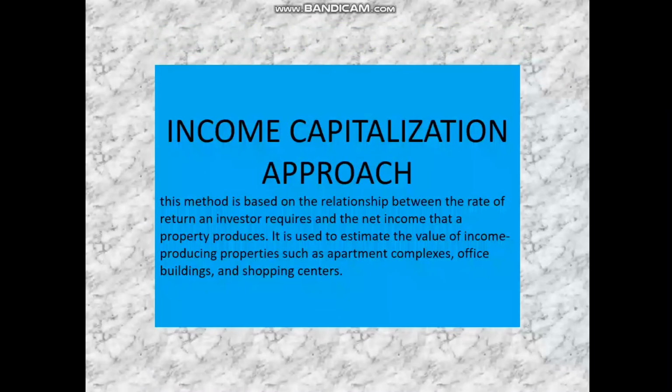The third method is the income capitalization approach, okay? Often called simply the income approach. This method is based on the relationship between the rate of return an investor requires and the net income that a property produces. It is used to estimate the value of income-producing properties such as apartment complexes, office buildings, and shopping centers. Appraisals using the income capitalization approach can be fairly straightforward when the subject property can be expected to generate future income, and when its expenses are predictable and steady.